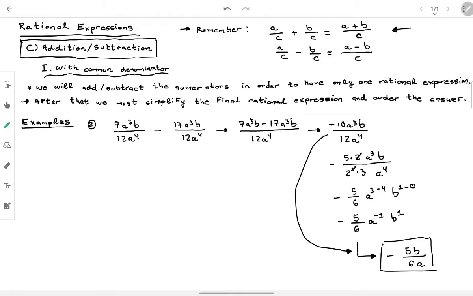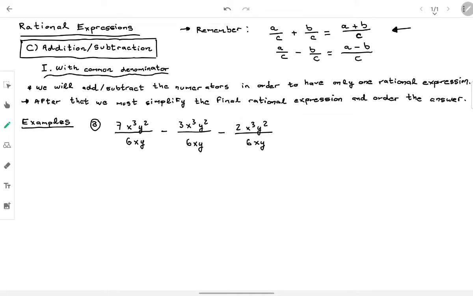So let's see another example. What will happen if we have three different fractions? Don't worry, it's exactly the same. We will have only a common denominator that is 6xy. In this case, it's going to be 7x cubed y squared minus 3x cubed y squared minus 2x cubed y squared. I will do it by mind: 7 minus 3 is 4, minus 2 is 2. So it's going to be 2x cubed y squared.